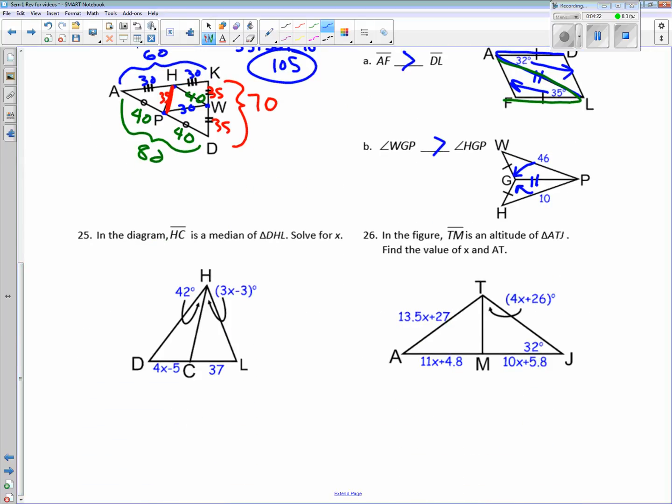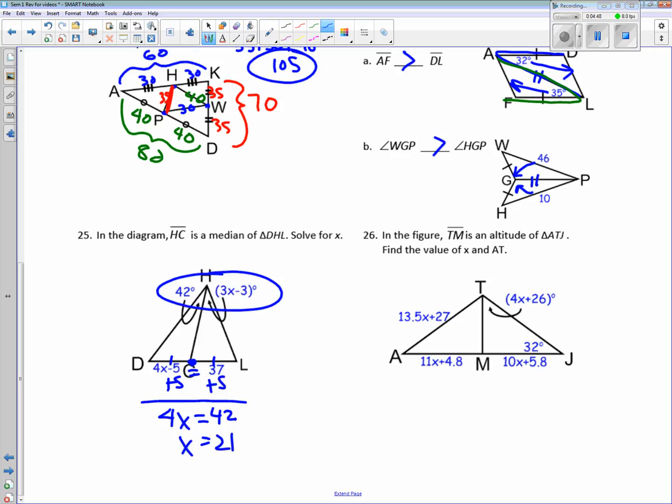For number 25, if this is a median, median just means that it makes congruent segments. This is a midpoint. These angles aren't necessarily bisected, so you don't want to set those equal. That's a mistake. What you know is equal for sure is the segments at the bottom because of the median getting drawn to a midpoint. So add 5 to both sides, 42, so then x is 21.